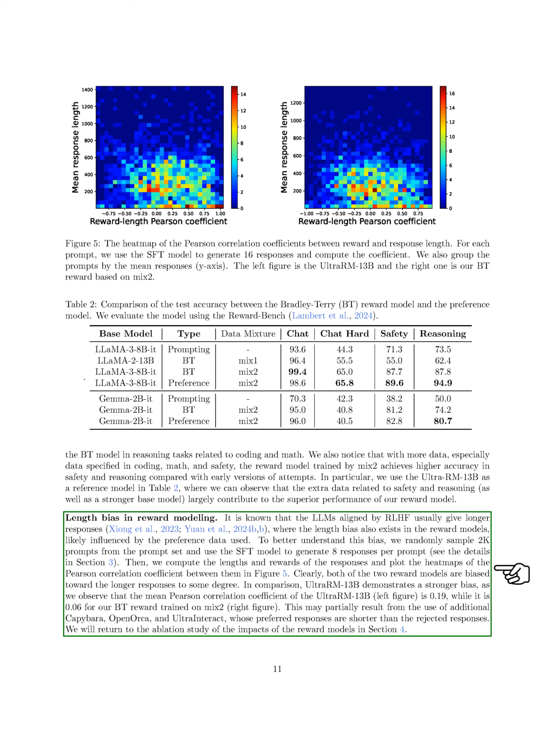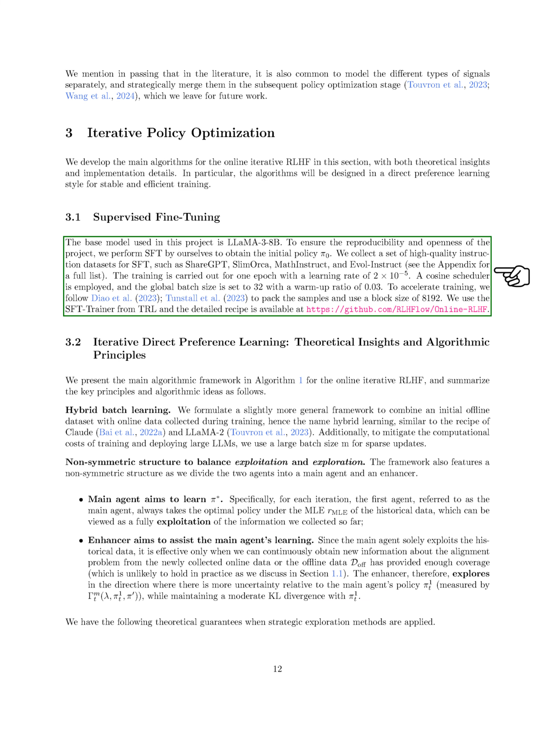We introduce the main algorithms for Online Iterative RLHF, focusing on direct preference learning for stable and efficient training. We perform supervised fine-tuning, SFT, using the Llama 3-8B base model to obtain the initial policy. The training involves high-quality instruction datasets and follows specific parameters and techniques to accelerate the process. We present the Iterative Direct Preference Learning framework, emphasizing hybrid batch learning and a non-symmetric structure to balance exploitation and exploration. The main agent aims to learn the optimal policy, while the enhancer assists in exploring areas of uncertainty.